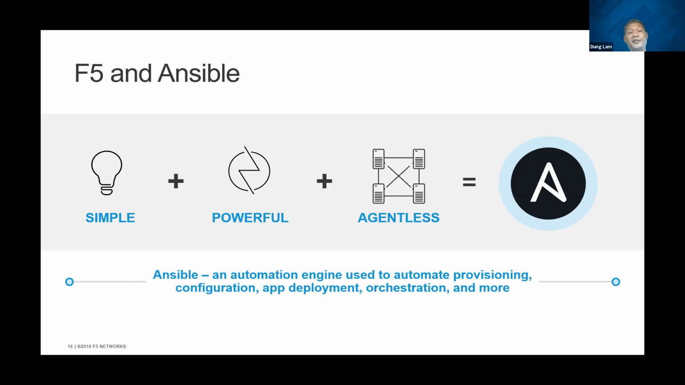And then agentless, again, back to the simple, right? No agent, no software needs to be installed on the BIG-IP. Our native API services is all that is needed for Ansible to do its thing.